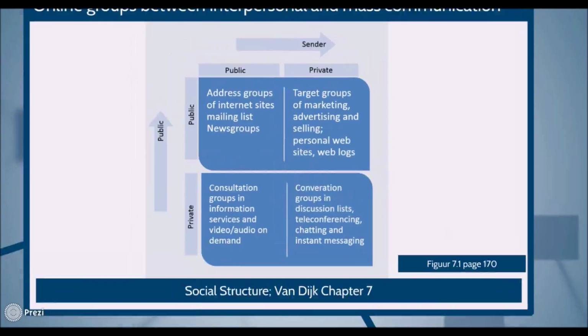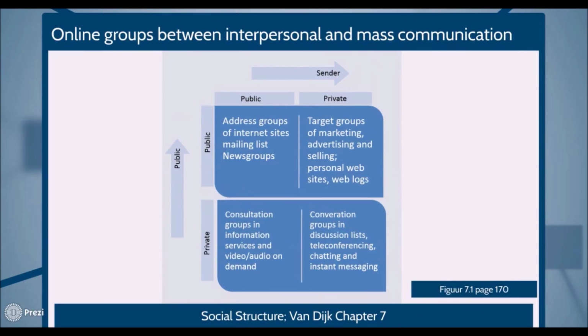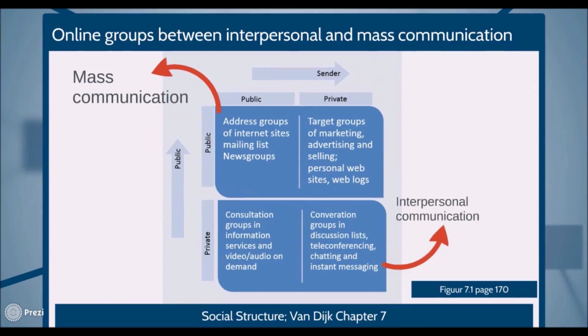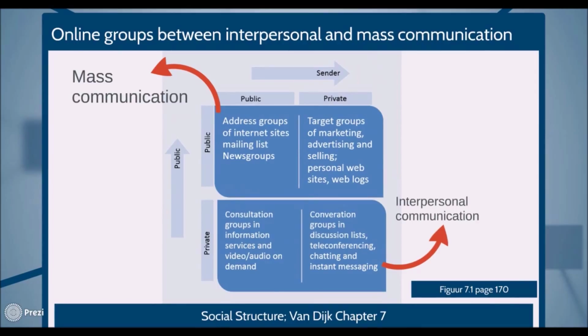Slide 11. Now we're going to explain diagram 7.1, which you can find on page 117 of the book. The horizontal axis is the sender. When the public group is the sender for the public, we talk about mass communication, meaning address groups of internet sites, mailing lists, and news groups. When the private group is the sender for the private, we talk about interpersonal communication, meaning conversation groups in discussion lists, teleconferencing, chatting, and instant messaging.